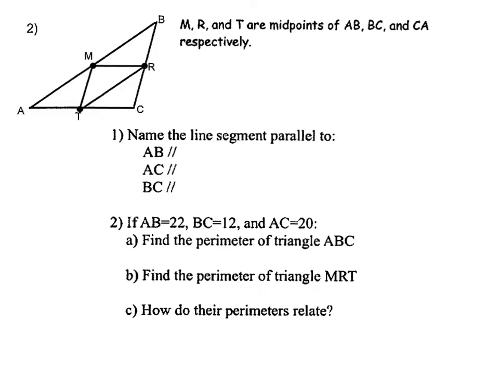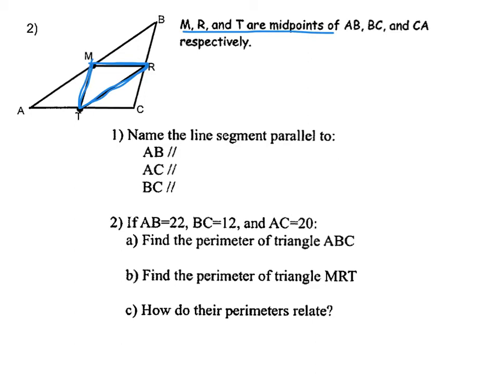So in example 2, what we have are, actually, if you can see, 3 midsegments. It tells us that M, R, and T are midpoints, and since they've all been connected, that means I know they're all midsegments. So what we've formed here, if I highlight the midsegments, we form like a little triangle made of midsegments inside the larger triangle. So let's just take a look at what they're asking us to find.